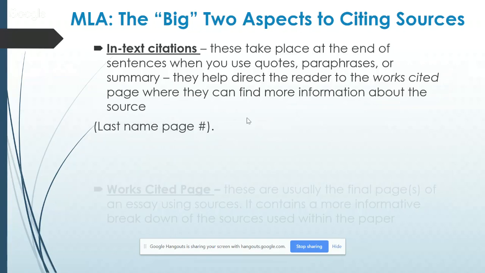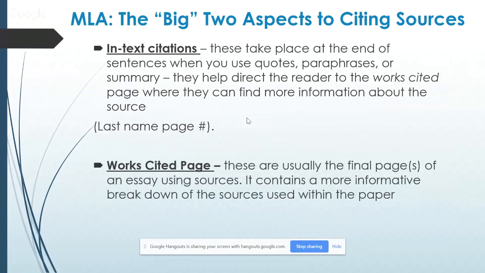All right. So, and then you have the second big aspect to citing sources. It includes creating a works cited page. And these are usually the final pages of an essay using sources. And it basically contains a more in-depth breakdown of the sources within the paper. All right. Sometimes they're called bibliography. Sometimes they're called just citation pages. It really depends on what format you're writing in. And of course, we're writing in MLA. So our works cited pages should be titled works cited. All right. So just keep in mind that those are the two big aspects you want to always remember.